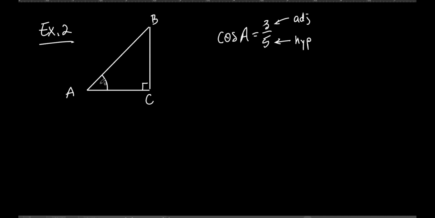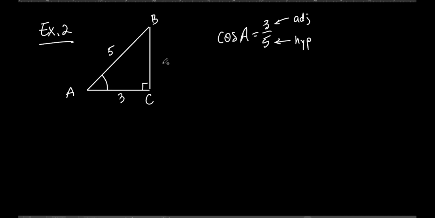Which one is adjacent to angle A? The AC right there. So how much is that? That's 3. Hypotenuse is AB, obviously. And so that's what? That's 5. All right? So now I can do some math and I can figure out what BC is.